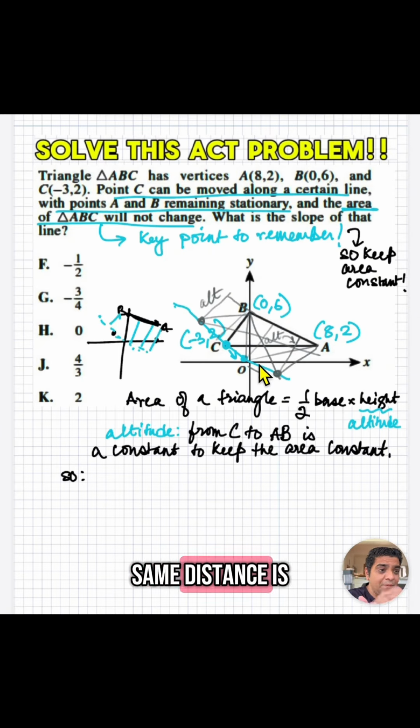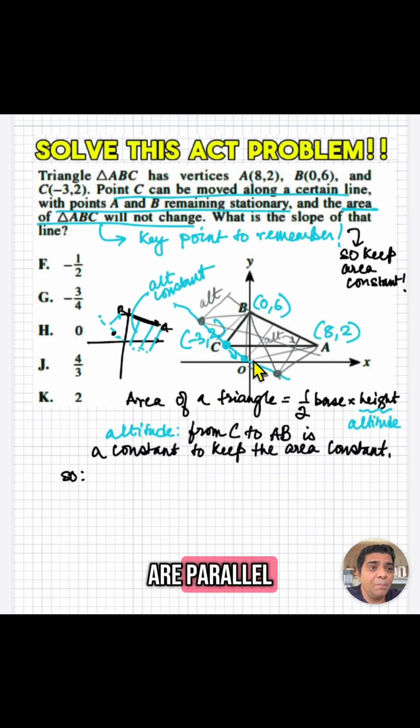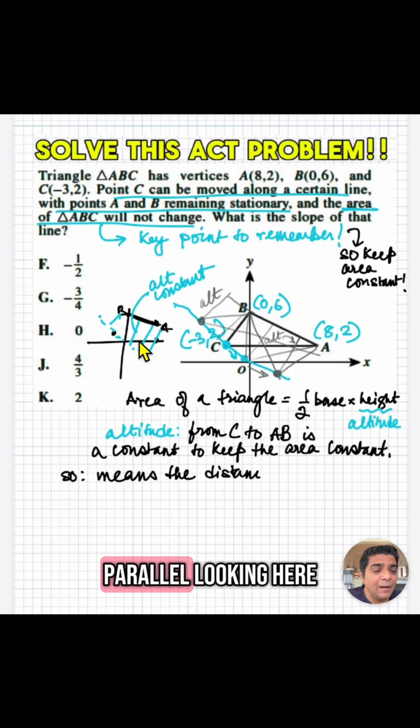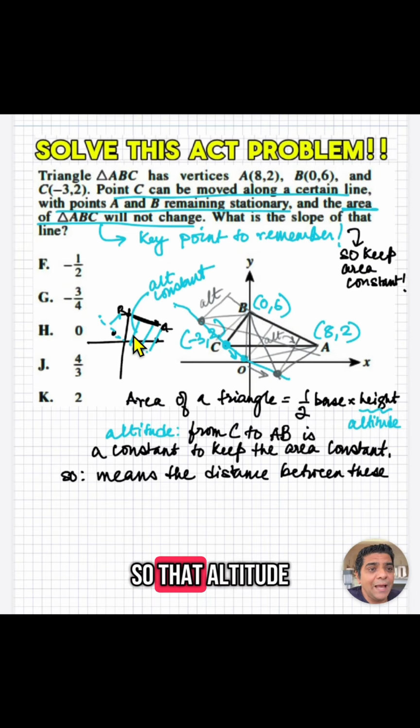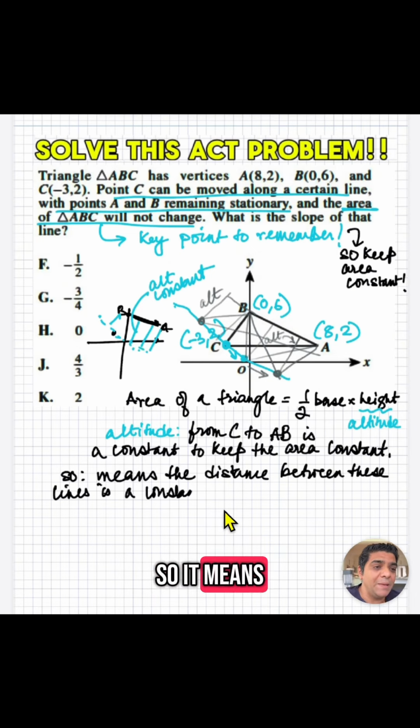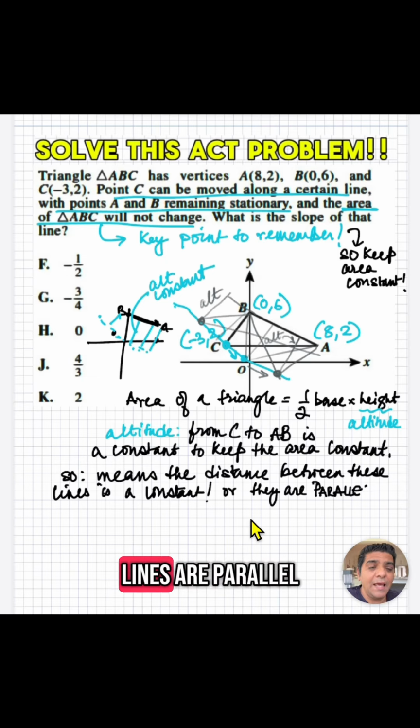So how do you have the same distance? It's if those lines are parallel. My line is not very parallel looking here, but that altitude is a constant. So it means the distance between these lines is a constant, which means these lines are parallel.